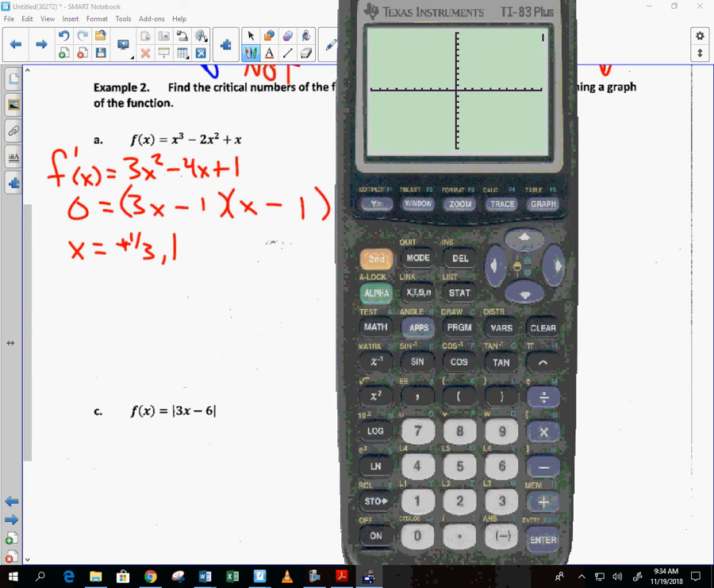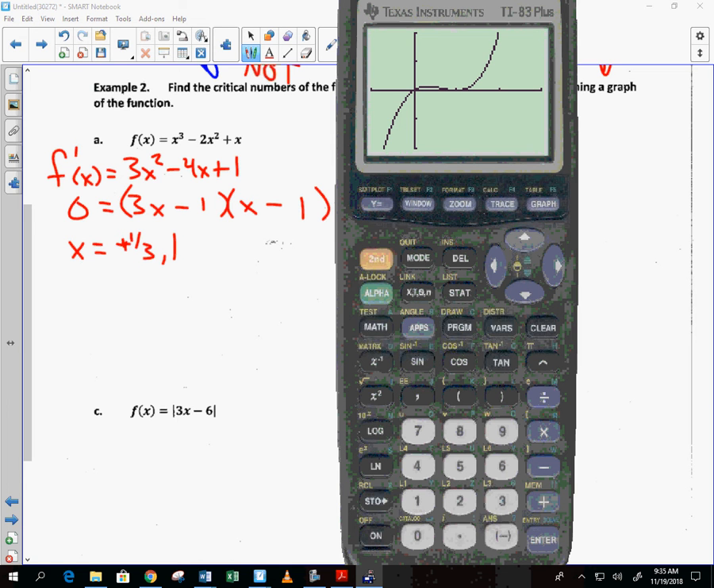Zoom 6. Kind of tough to see what's happening right there, isn't it? I'm just going to go ahead and change my window so I can kind of see that area right there. I bet if I do an x min of negative 1 and an x max of positive 3, that will show everything I need to see. And a y minimum of negative 2 and a y max of positive 2. I bet I'll see what I want to now. Okay.